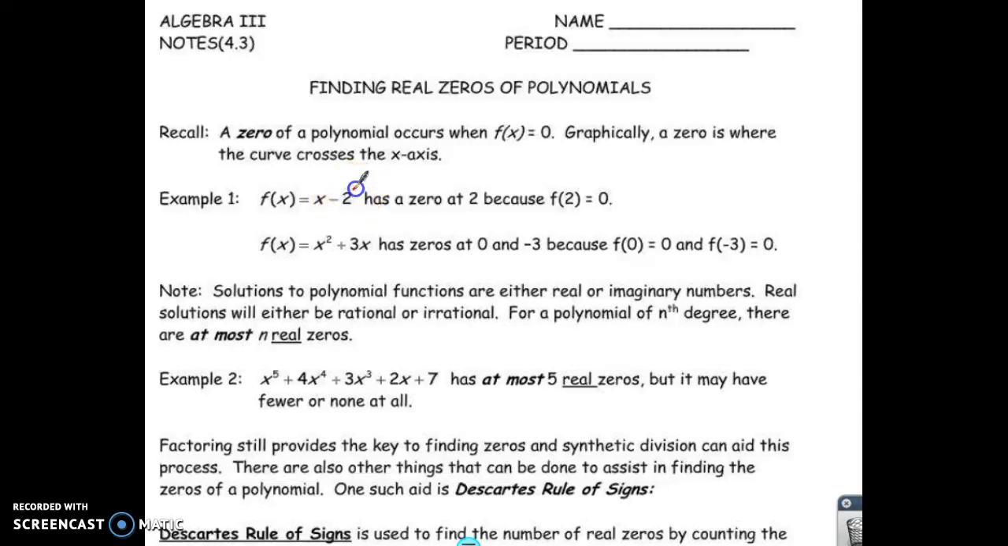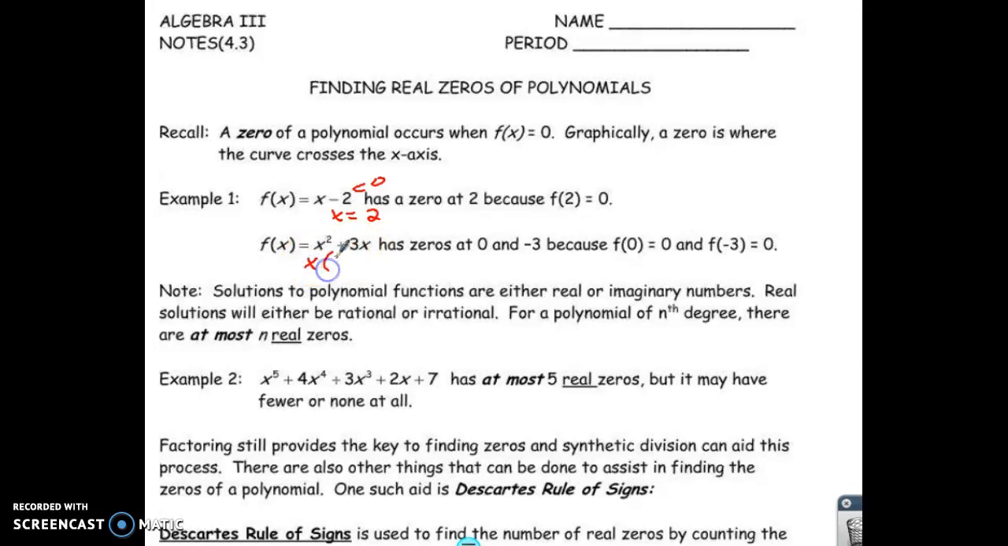When we set this equal to 0, we're going to add a 2, and f of 2 is 0. It is a root. It is an x-intercept. All right, in our next problem here, that's a quadratic, so we always look for factors.